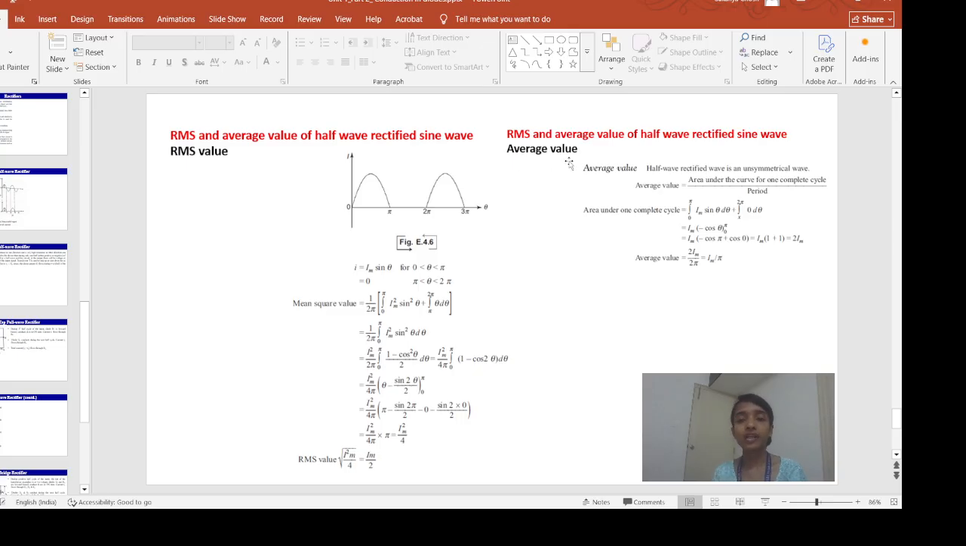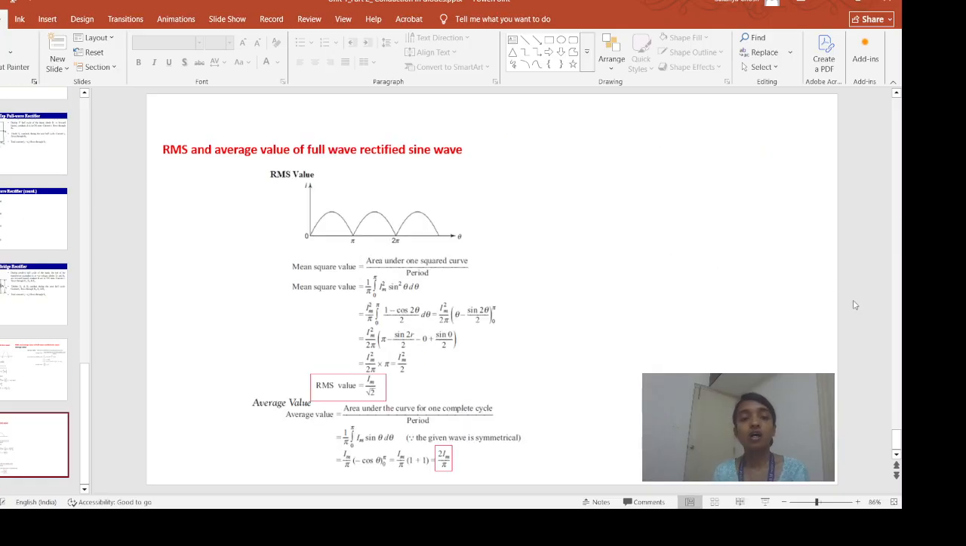Similarly, how to calculate the average value? What was the formula? 1 by capital T integration of 0 to capital T x t dt. So what is my capital T? This is 2 pi, the full time period. Integration of 0 to 2 pi of Im sin theta d theta. We can break 0 to 2 pi into 0 to pi and pi to 2 pi, but we have this current value for 0 to pi only; from pi to 2 pi it is 0. So if you calculate, you will get the average value for the half-wave rectifier as Im by pi.